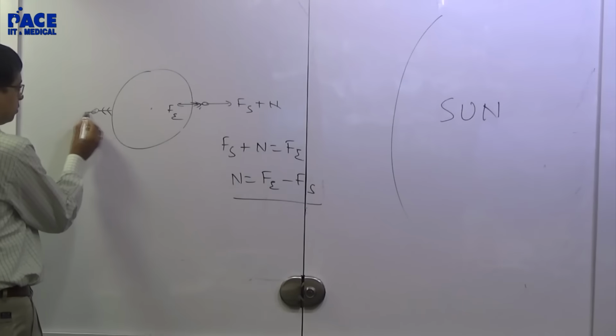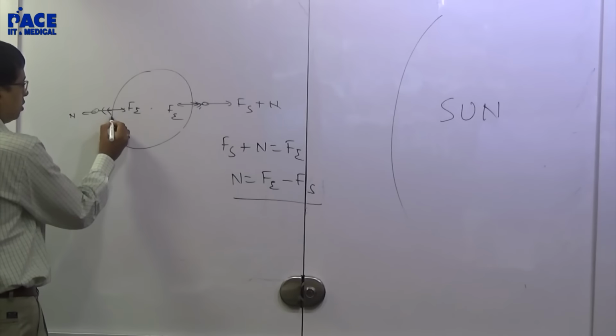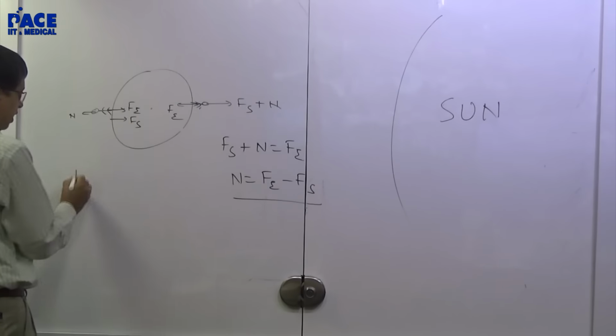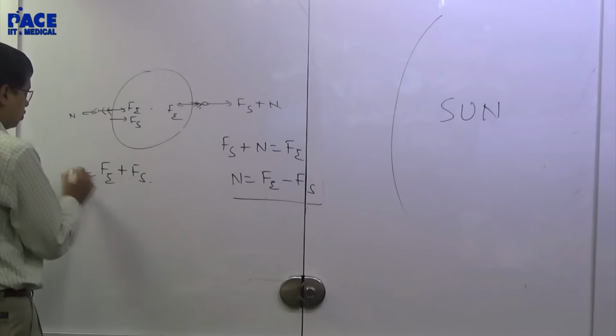Midnight. Normal force, force due to Earth, force due to Sun. N is equal to force due to Earth plus force due to Sun.